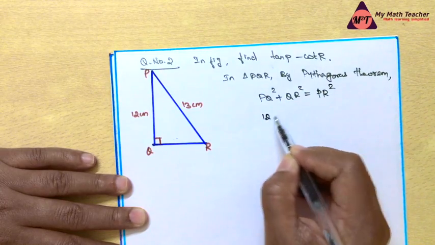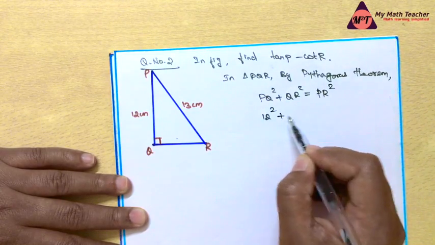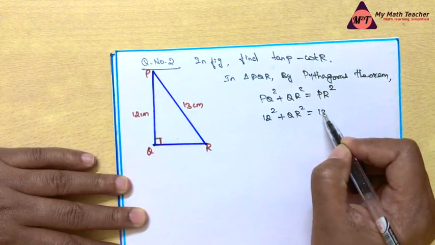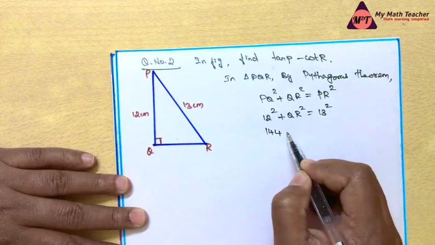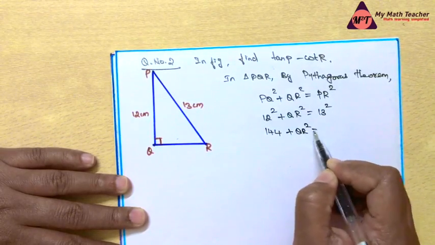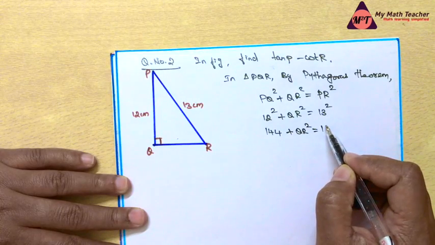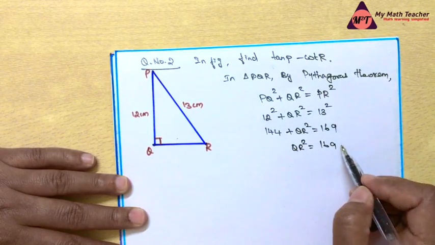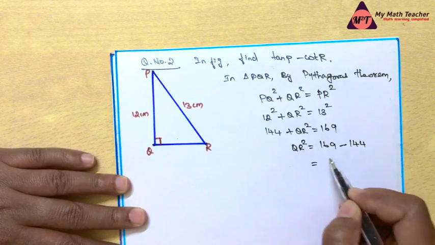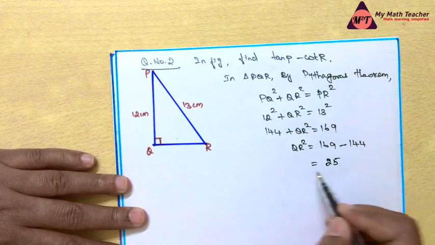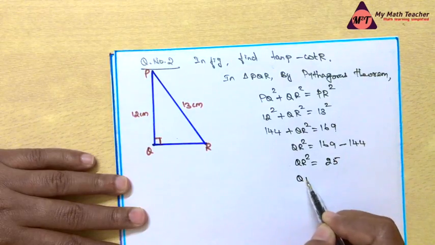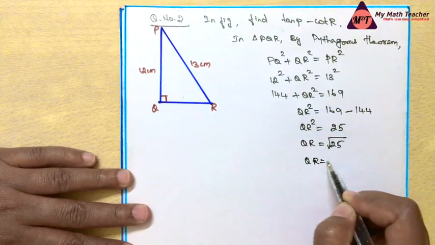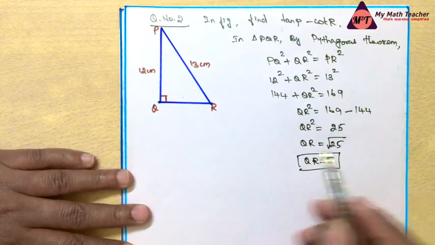PQ is 12, so square it, 12 square, plus QR, which we don't know, keep it as it is, PR is 13 square. Now 144 plus QR square, which is equal to 169. Okay, QR square is equal to 169. Bring this 144 to the opposite side, minus 144, which is 25. Okay, QR square. Now we have to find QR, that is square root of 25. Now QR is equal to 5. This is value of QR.